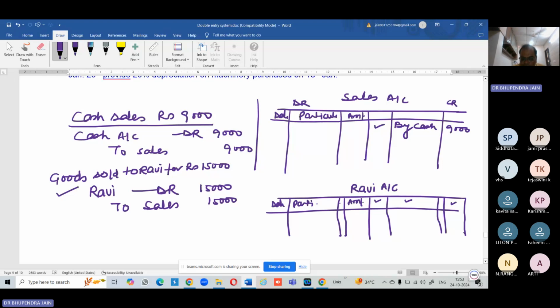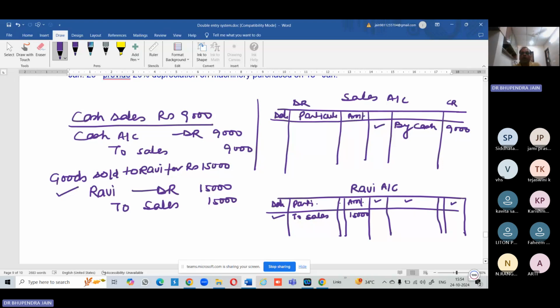In the Ravi account, the balance says Ravi is debit. So post the entry in the debit side of किसके account में? In the account of Ravi with the name of the opposite side. So first write down the date here. यहाँ क्या लिखेंगे? To sales, how much? 50,000. ठीक है.